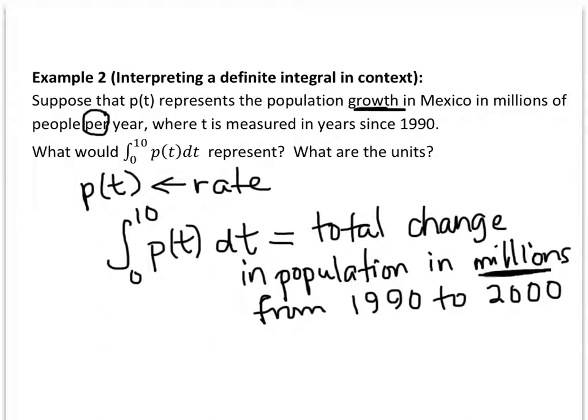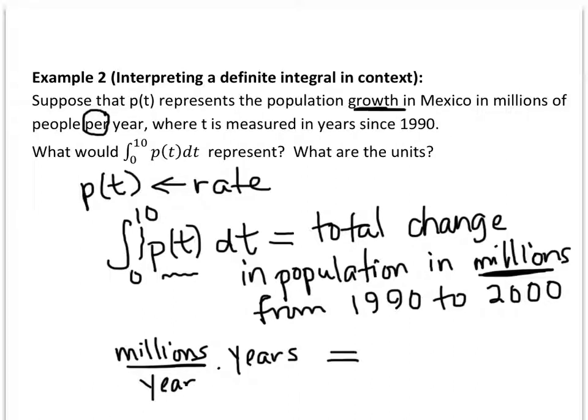The units are millions. Let's talk about why that would be. We know that p of t is measured in millions of people per year. When we integrate, that's our rate function. When we integrate, we're actually multiplying values of our function, our rate function, by change in x. So that 0 to 10 is measured in years. And so the units there turn out to be millions.